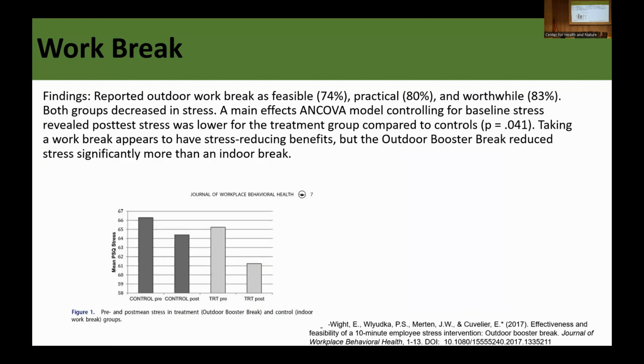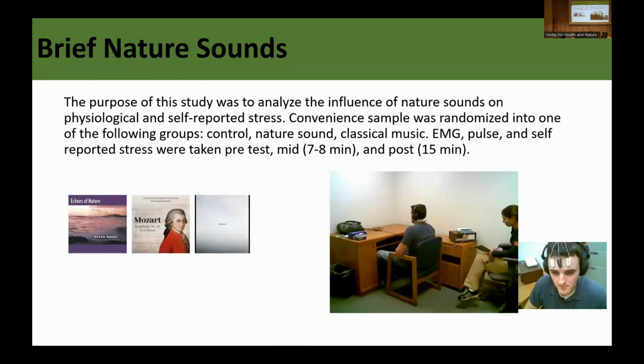And what we found over that 4-week study, where everybody took a 10-minute break, was that everybody's stress reduced. So taking a break is a good thing. But what we found was that those in the outdoor condition had statistically significantly more reduction. And this was a really small sample, so I was surprised to see that, and happy. So following that, we were thinking, okay, 10 minutes, that's really powerful, just 10 minutes.